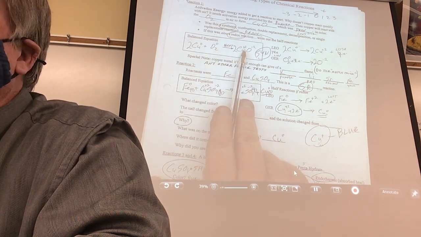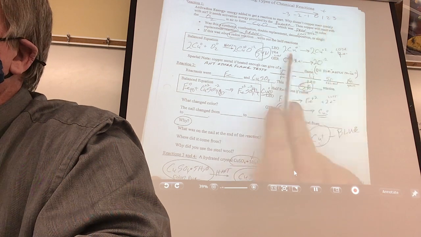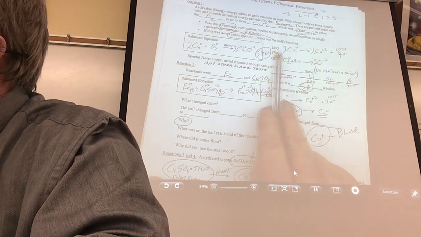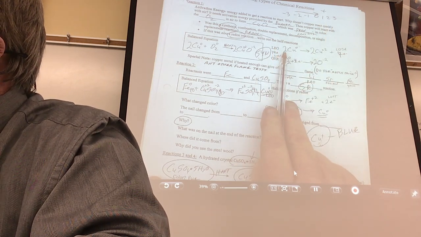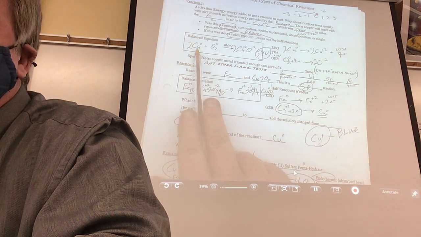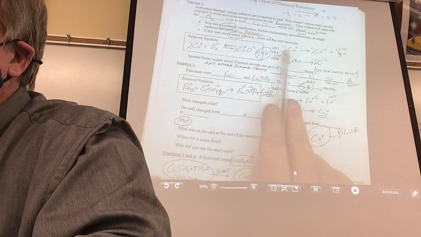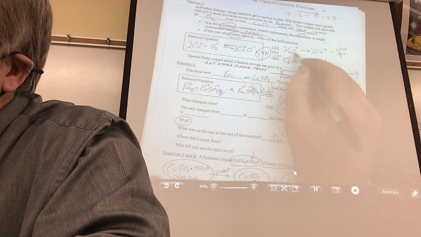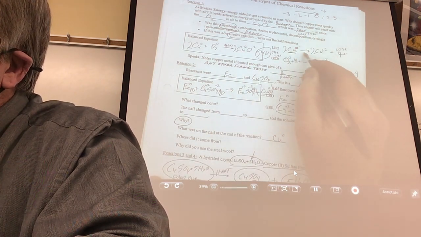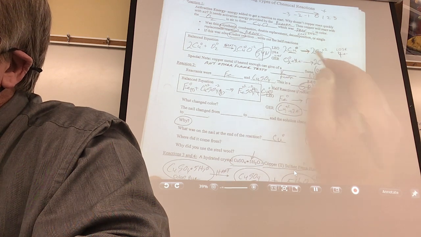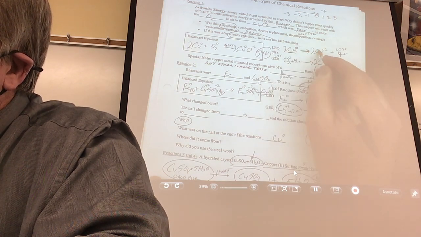0 to +2. Yes. If you lose negative electrons, you become what? More positive. Who became more positive on the number line? I did. So put a little copper here and put a 0 here. Now, look at this right here. Don't worry about the coefficient. Don't worry about those.